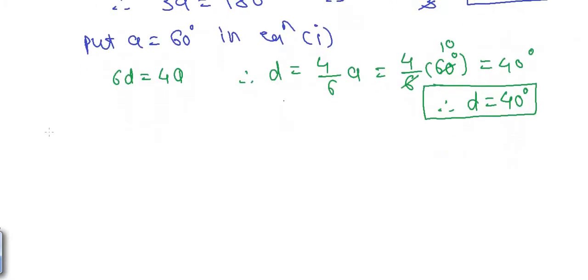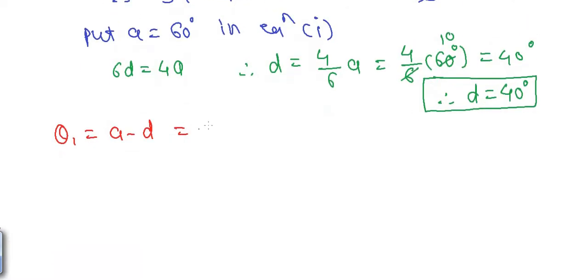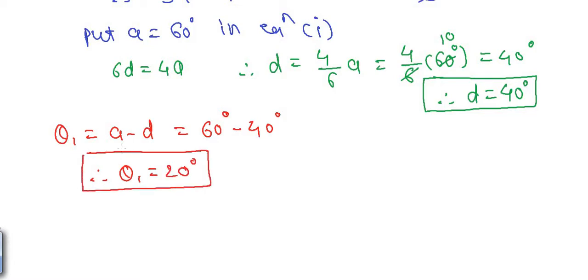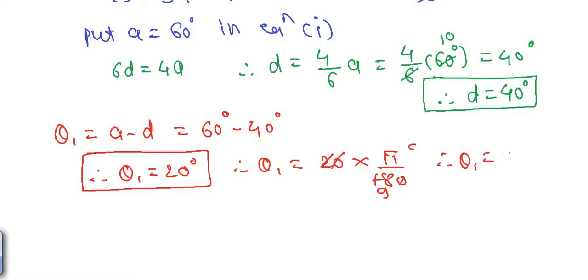So let us find the value of theta 1 first. Theta 1 is equal to a minus d. The value of a is 60 degree. 60 degree minus 40 degree, and so we got theta 1 in terms of degree, 60 minus 40 equal to 20 degree. Let us convert this into radian now. Therefore theta 1 equal to 20 into pi upon 180 radian. 0 got cancelled, 2 9s are 18, and so theta 1 in terms of radian measure is pi upon 9 radian. So these are the values of the first angle.